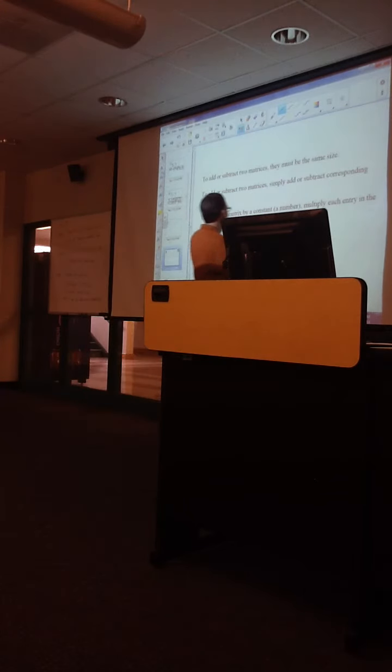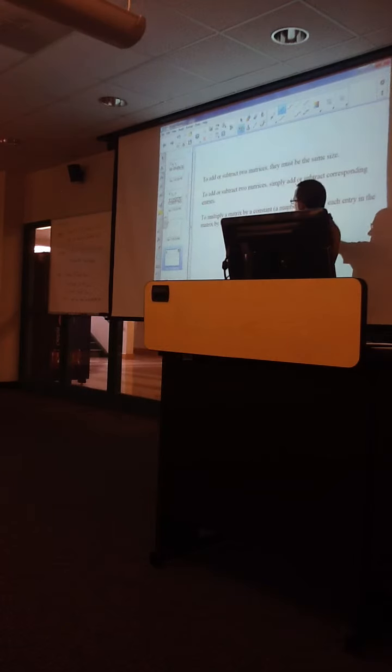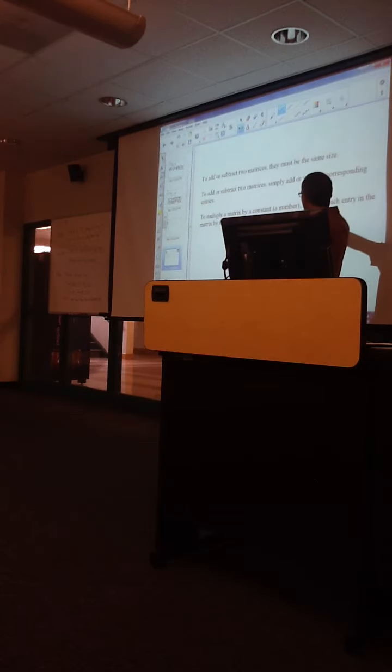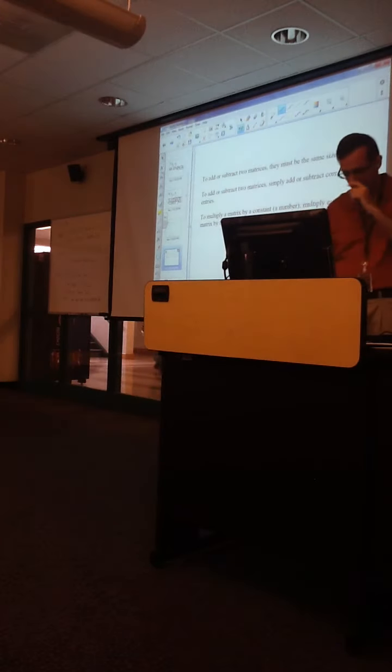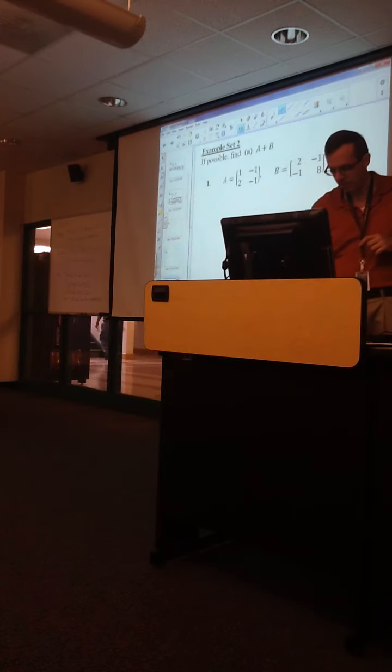And we'll save this one for later. We're going to also learn how to multiply a matrix by a number or a constant. In mathematics, we call a constant a number. We've seen that already. So to multiply a matrix by a constant or a number, we just multiply each entry in the matrix by that number or by that value. I'll show you how to do that. But here's what we're going to do.